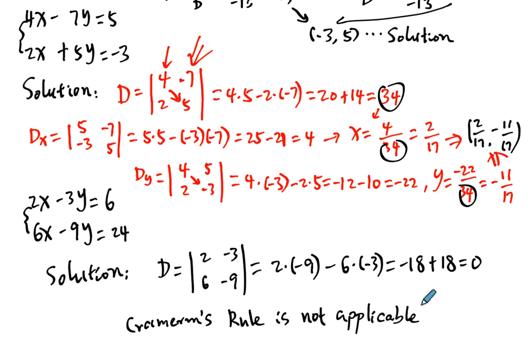Cramer's rule is not applicable, so we have to use a different approach. But right now, we are designated to use Cramer's rule. If we cannot use that, we just say, okay, Cramer's rule is not applicable. All right. I'll see you next time.